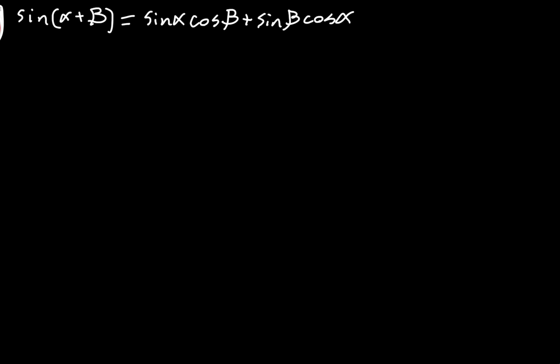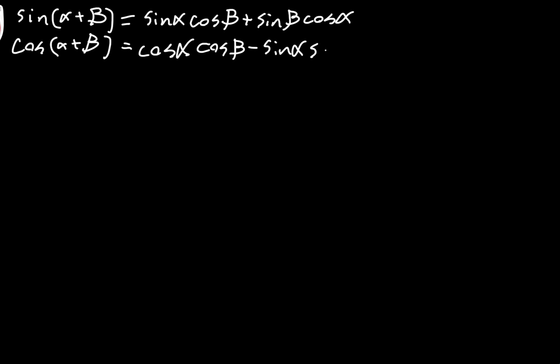We have that the cosine of a plus b is equal to the cosine of a times the cosine of b minus the sine of a, or alpha, times the sine of beta, not b. I might have been saying b. I do that a lot.